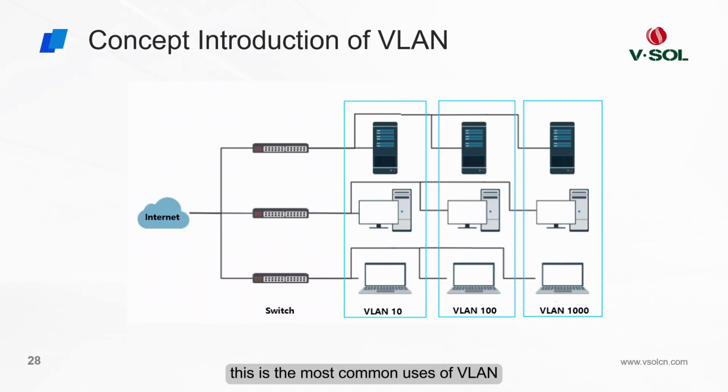This is the most common use of VLAN. Network segmentation. VLAN enables the segmentation of a network into smaller, isolated logical networks. This segmentation enhances network security by separating different groups of users or devices. It helps to control and restrict access to sensitive resources, preventing unauthorized access and reducing the attack surface.